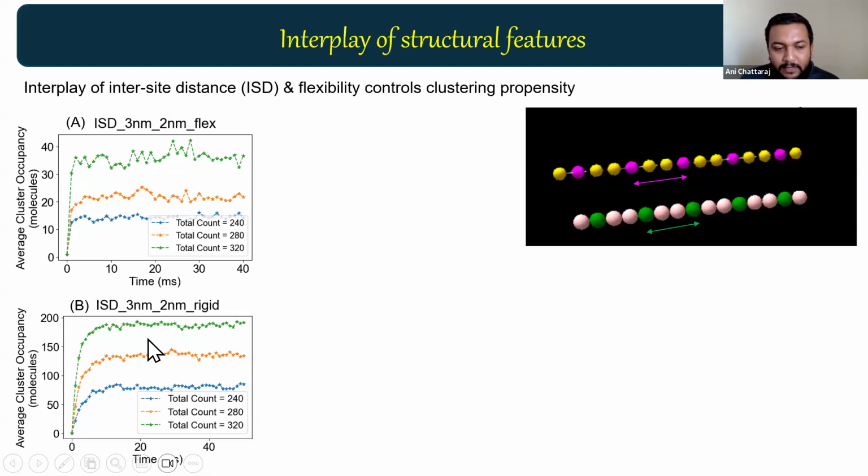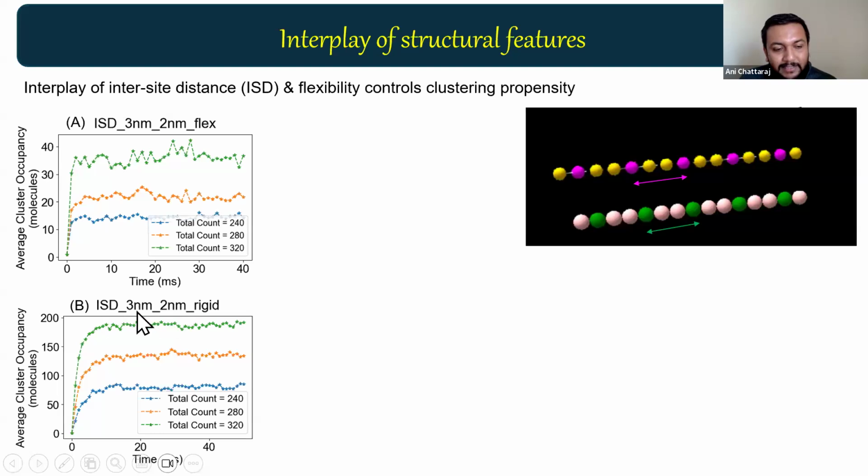or we can keep this molecule rigid, for example, where it behaves as a rigid rod, and it makes a difference. This two-panel figure shows the upper one is the flexible molecule and the bottom one is the rigid molecule. If you notice the y-axis, the rigid molecule has a much higher tendency to form clusters than the flexible one, because for the flexible one the maximum is around 35, but here the maximum is almost 200. So this is a comparison between rigid and flexible molecules.